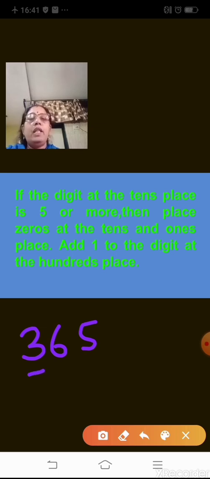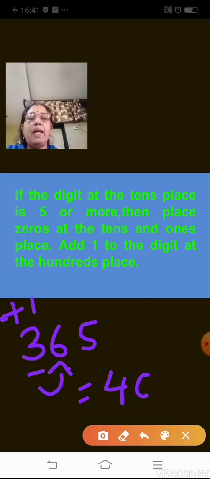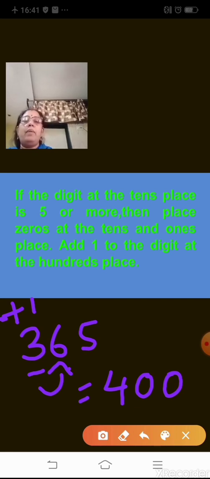Now if the digit in the tens place is 5 or more than 5, here the number is 6, then what you will do is, you will place 0 at the tens place as well as the ones place, but in the hundreds place, you will add 1. So when you are rounding off to the nearest 100, this 3 will become 4. 3 plus 1 is 4. And in the tens place and in the ones place, you will put 2 zeros. So when you are rounding off 365 to the nearest 100, it becomes the number 400.